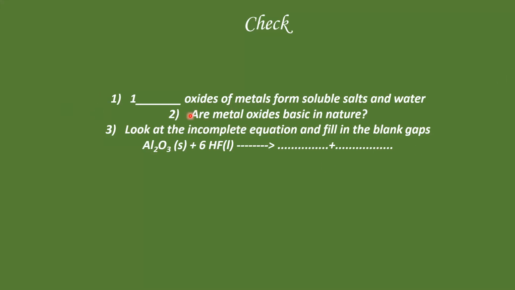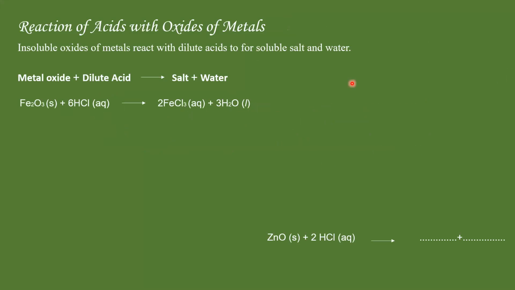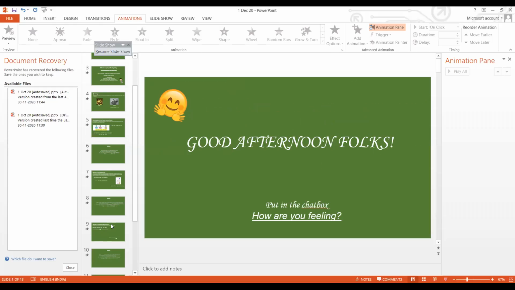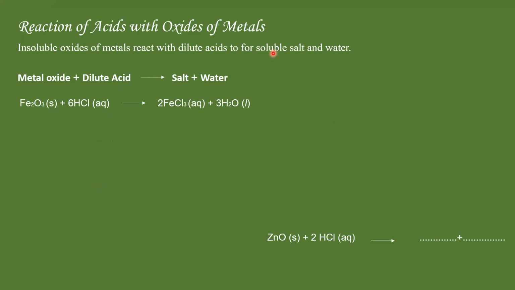The second question I'm going to ask is, are metal oxides basic in nature? मतलब metal oxide base है क्या? Basic है क्या? Think about it for a second. Let's go to the previous slide. Think about it. Are metal oxides basic in nature? What is your answer? Is it basic or not? Look at this chemical reaction and tell me. Think for a second. Are they basic or not?